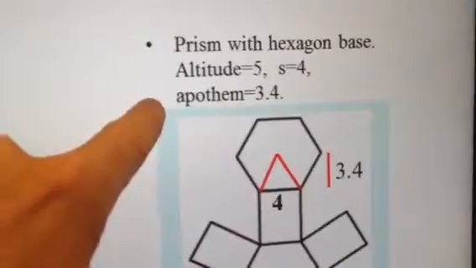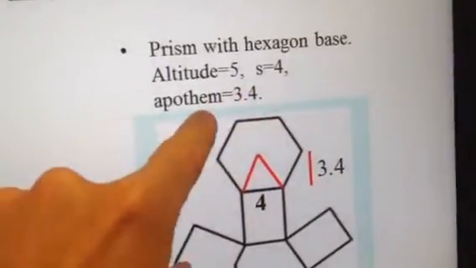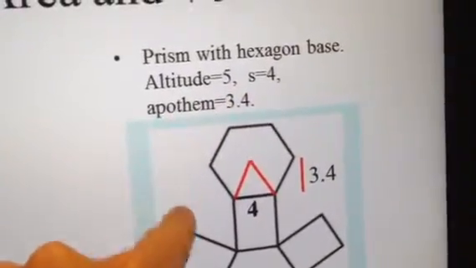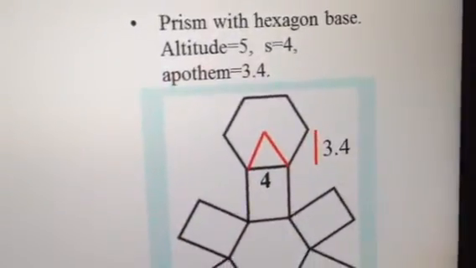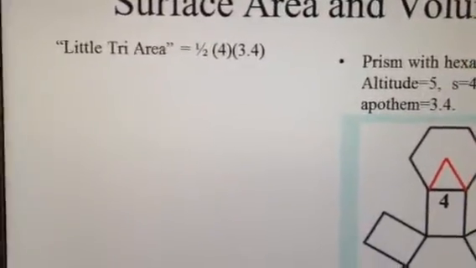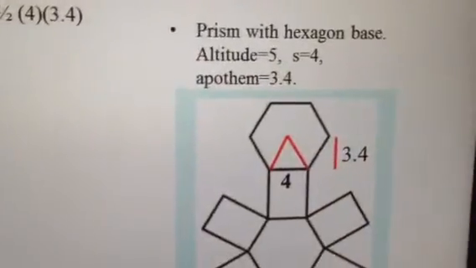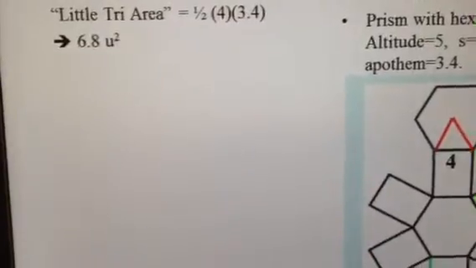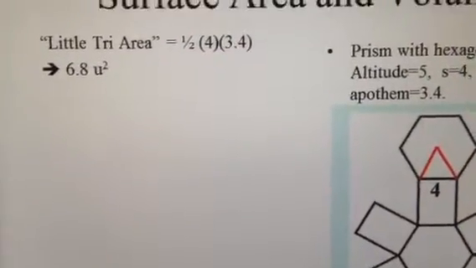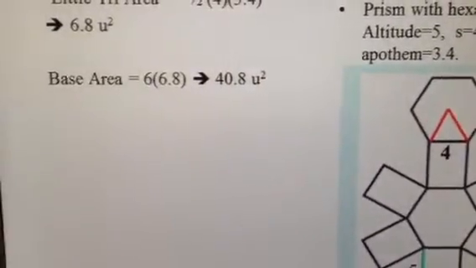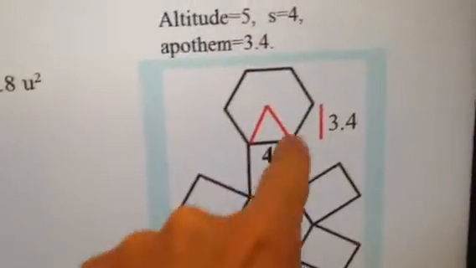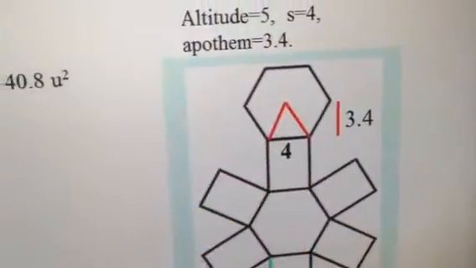Very often I might only give you the side length and I'd make you figure this out, and I've done that before, but in this case I'm just going to tell you this and tell you that, and you can of course figure out that the area of that little triangle is 1/2 times 4 times 3.4. So that's 6.8, and then I've got 6 of those little triangles to make up my hexagon. So that's where my 40.8 comes from. That's my base area, so it's 40.8 for this whole thing right here.